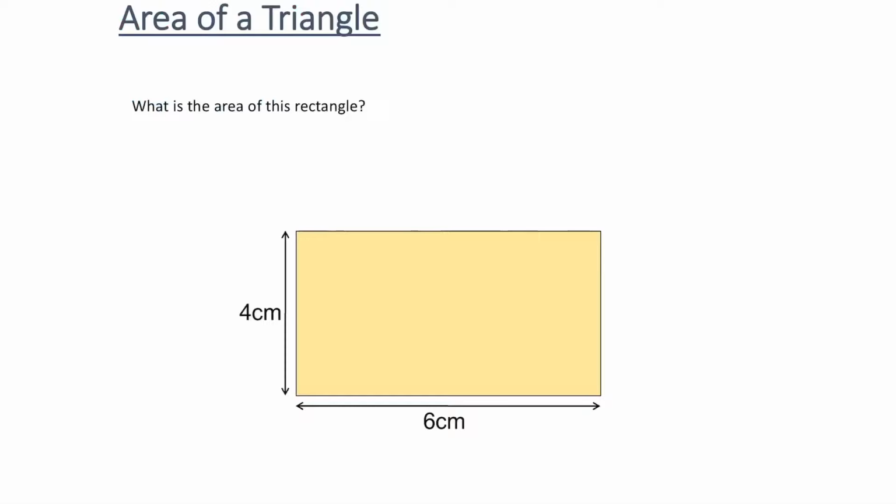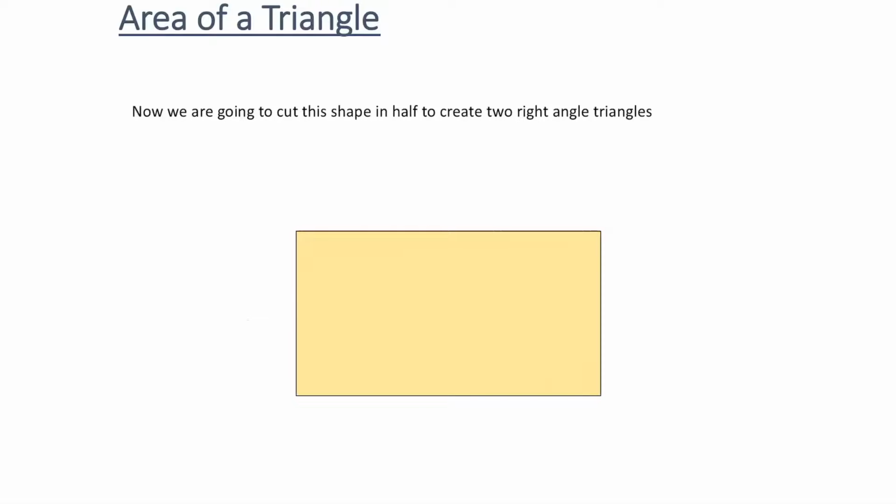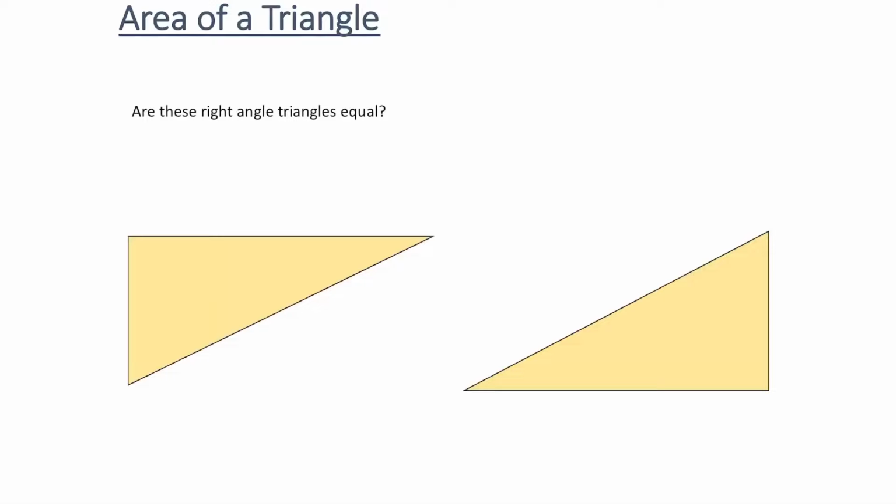So we've got this rectangle. We know how to find the area of this rectangle, which is 24 centimetres squared. So moving on, we are going to cut this rectangle into 2 triangles. So we are going to cut this rectangle in half, and we have 2 triangles.